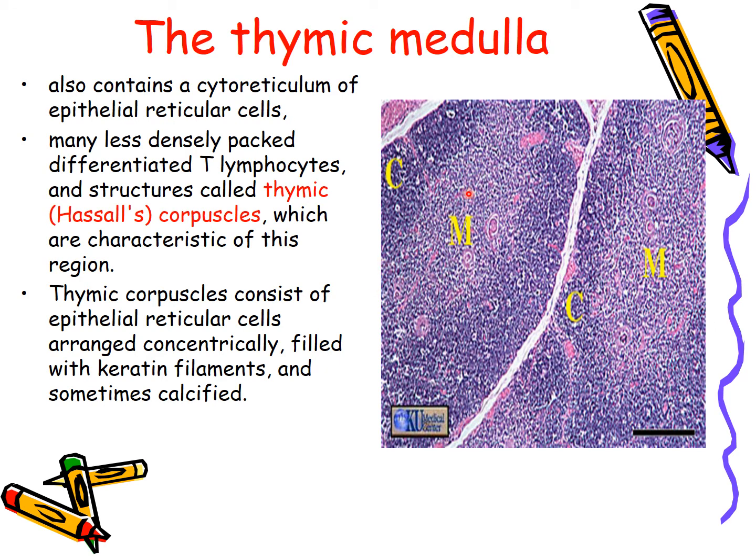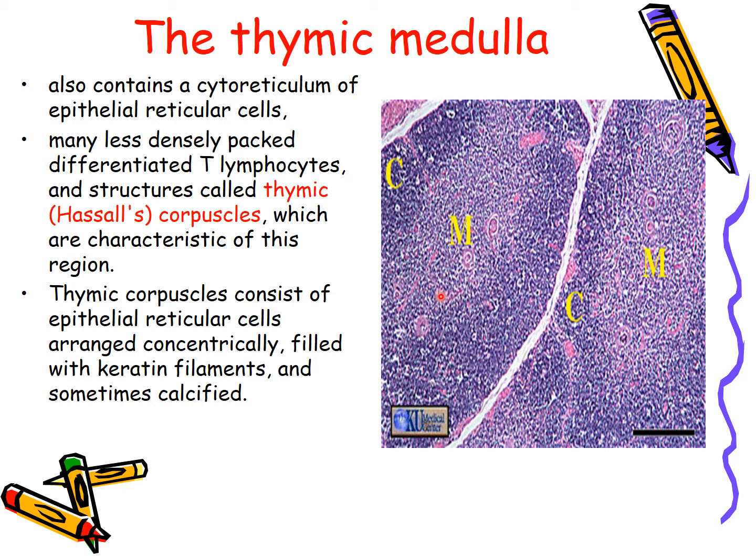Now, this is the photomicrograph showing you the medulla of the thymus gland. This medulla is lighter stained than the cortex, and it also contains the cytoreticulum like the cortex. Its cells are less densely packed T lymphocytes, and there are special structures which are characteristic of the thymus gland. These eosinophilic, whorl-like structures are called Hassall's corpuscles. This feature distinguishes the thymus gland from other lymphoid tissue.